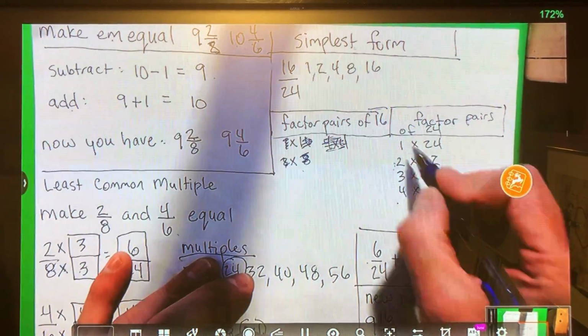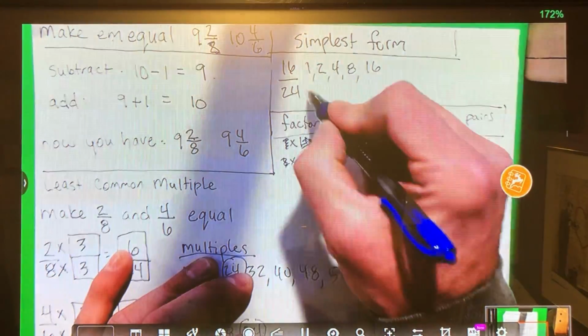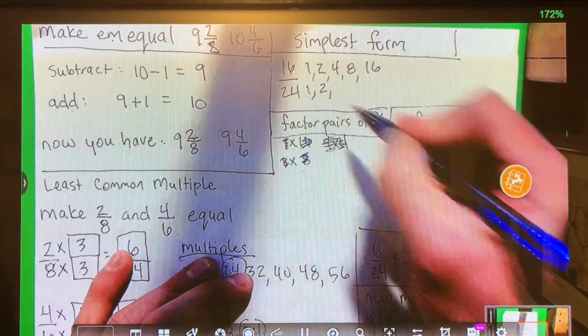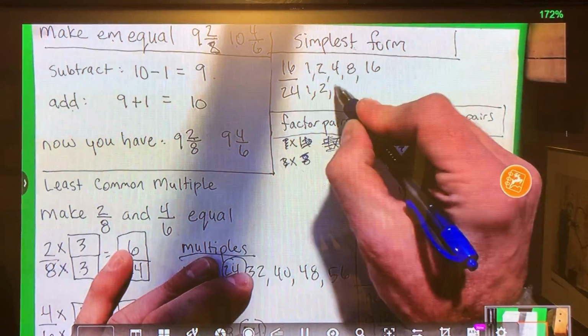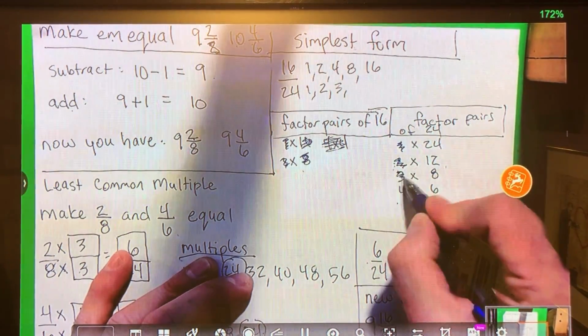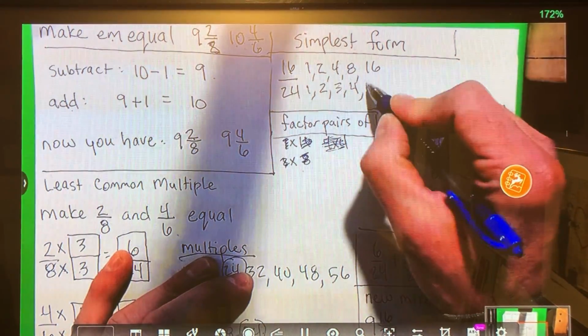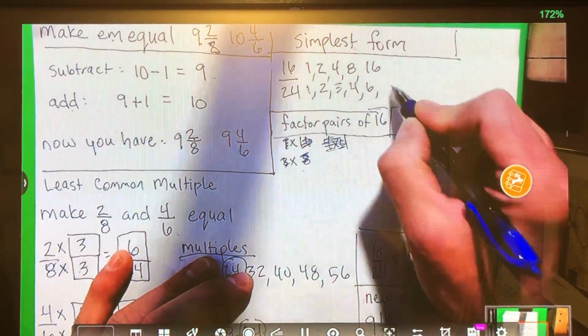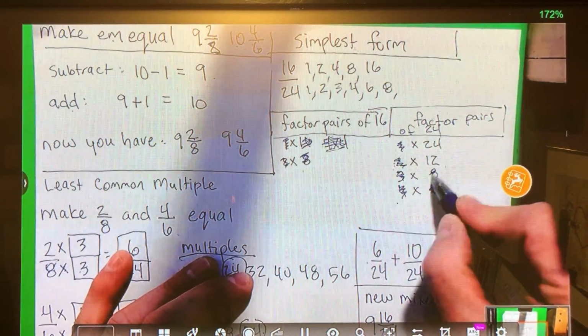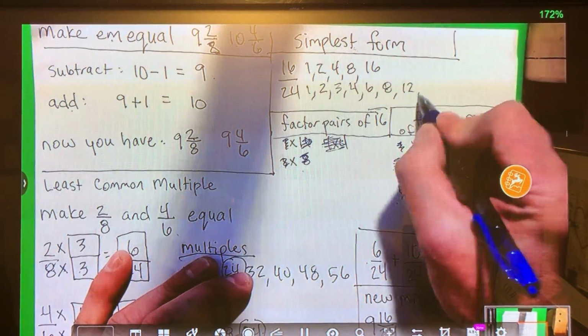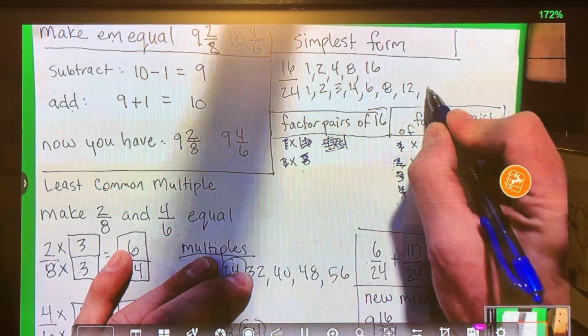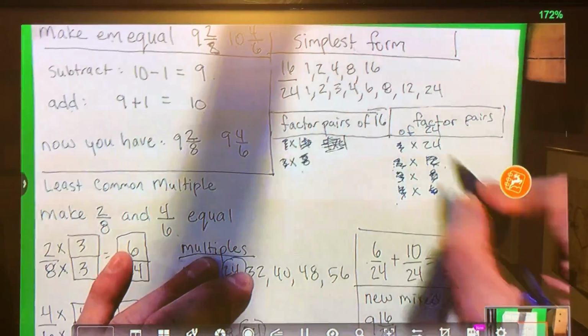So now let's write them down. We got 1, scratch it out. 2, scratch it out. 3, scratch it out. 4, 6, 8, 12, and we have 24. Okay, so now what do we do?